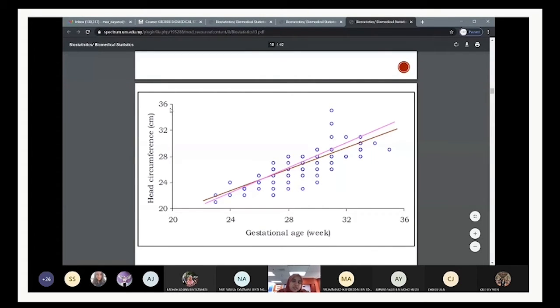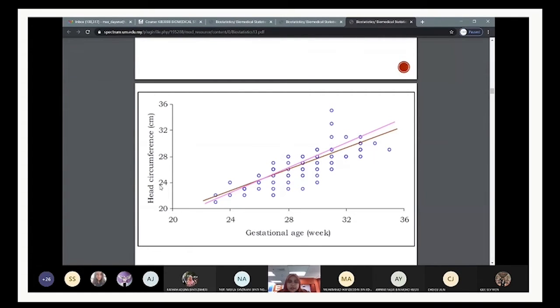Now we want to see what factor or value can predict the head circumference based on the age. The blue dots are the actual data, but what we are trying to do is fit a nice linear line among the data. So we want to try to fit one line, either the pink line or the chocolate line, and see which line is better.